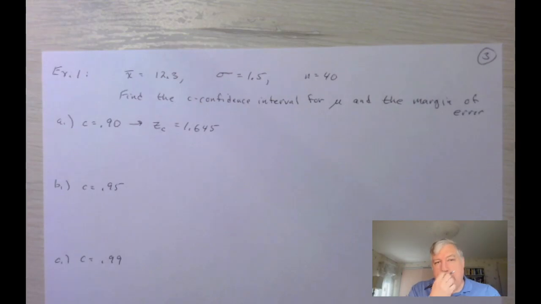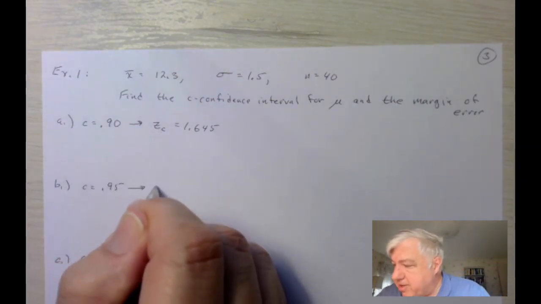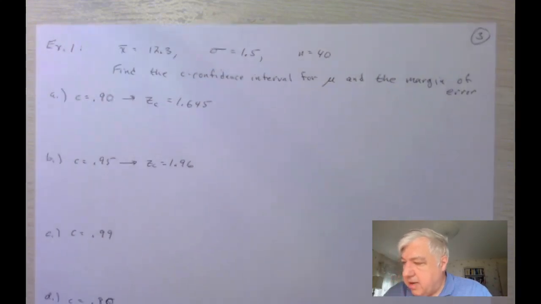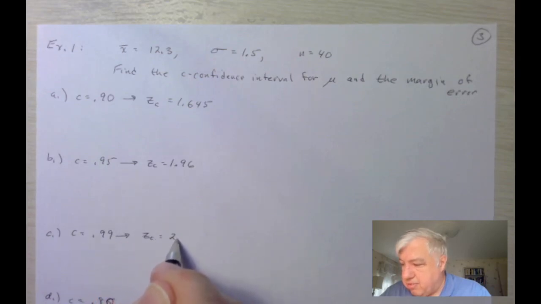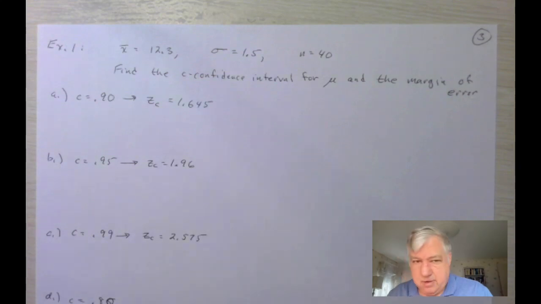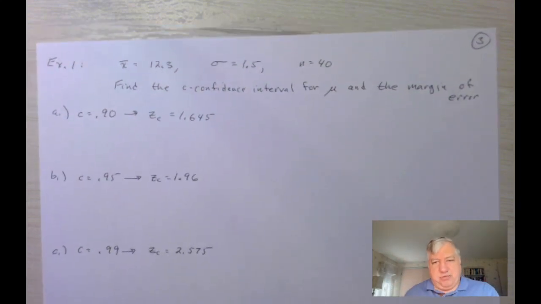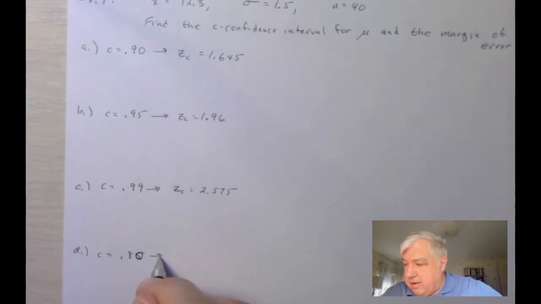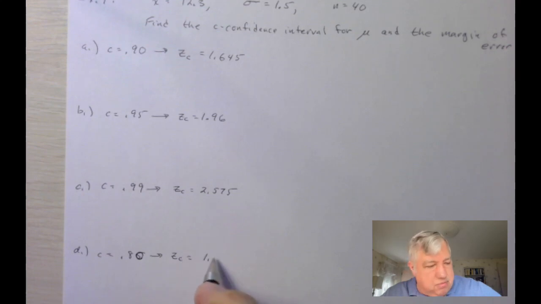Okay, and let me tell you the other values. If c is 0.95, z sub c is 1.96. And if c is 0.99, z sub c is 2.575. Okay, memorize these three values because almost all the others are going to be the same. The one exception is if c is equal to 80%, I'll just tell you that z sub c is 1.282.